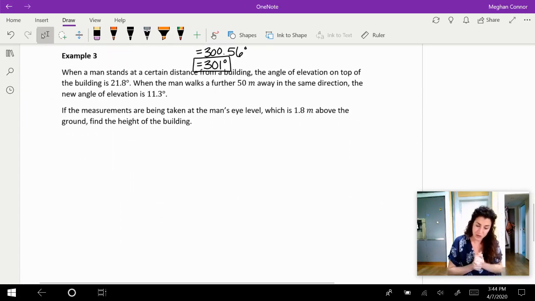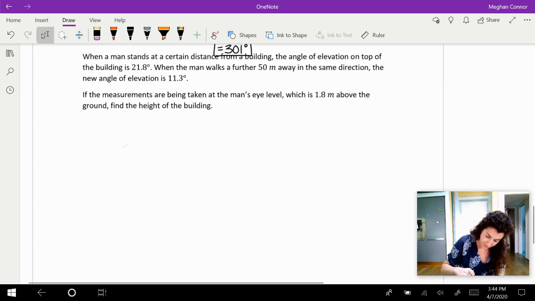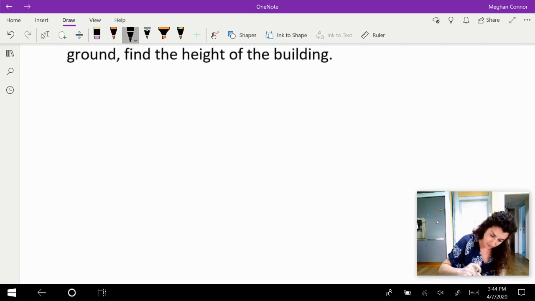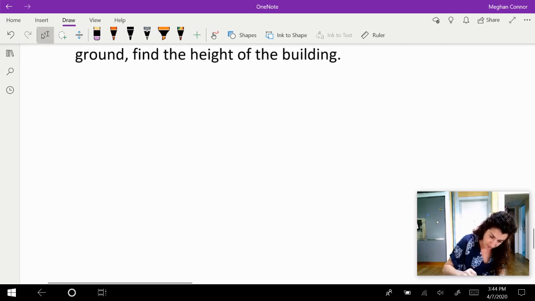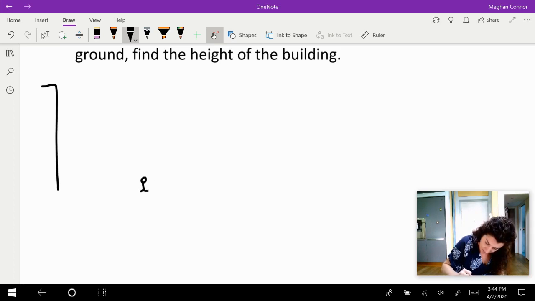Last problem. When a man stands at a certain distance from a building, the angle of elevation to the top of the building is 21.8. When he walks away in the same direction, the new angle of elevation is 11.3. So I'm going to draw a building, and then a man, and his angle of elevation, so eyesight.